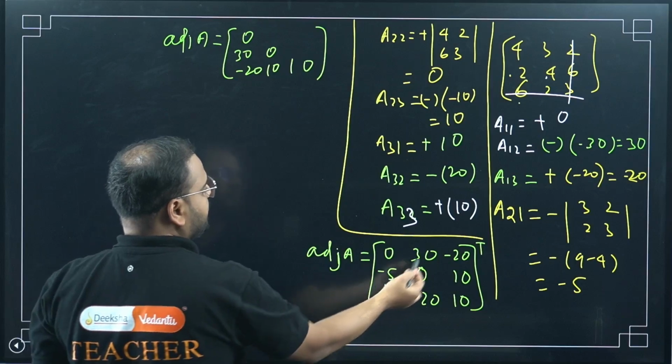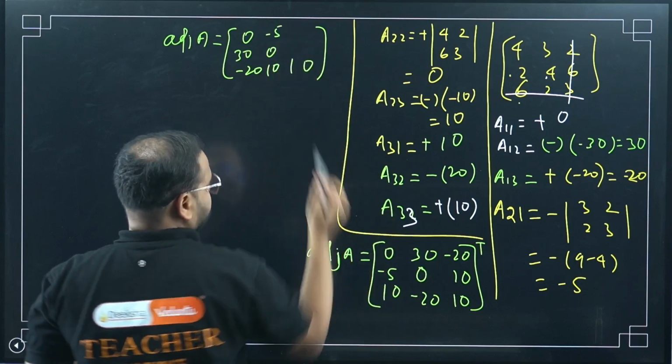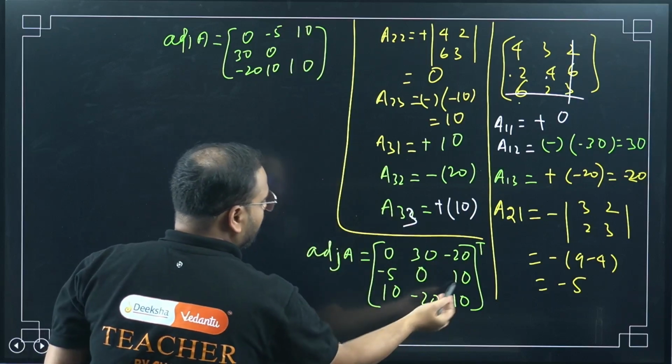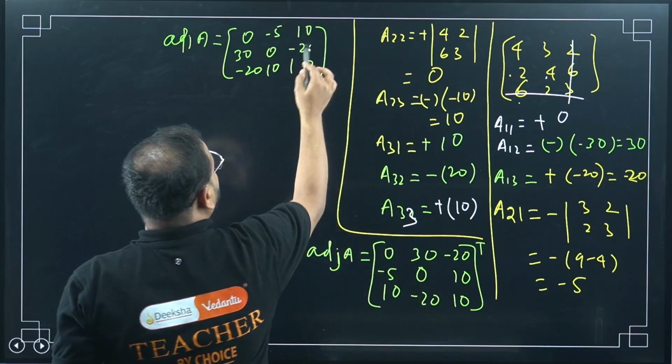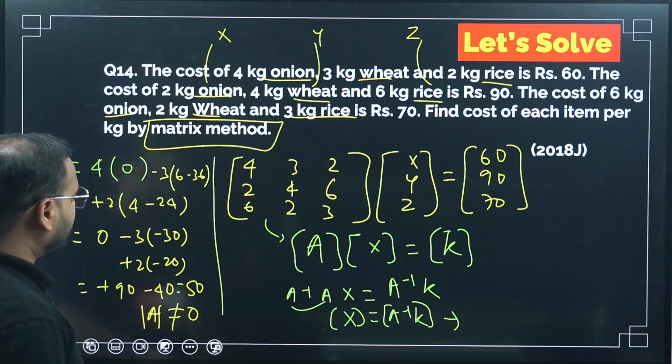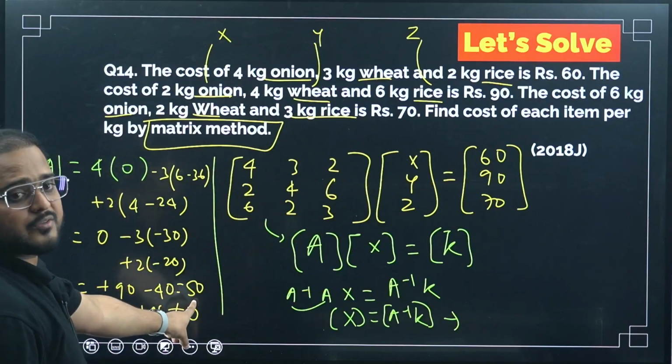What will go up? This will be minus 5. This 10 will become here, 10. And this negative 20 will go here. What is the determinant? Please check here. Determinant was 50. Okay.